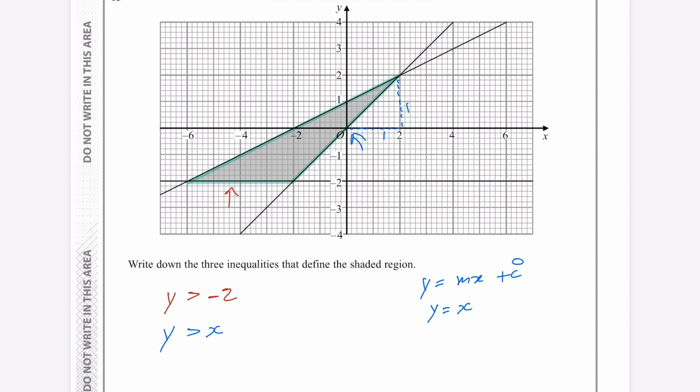And finally, we are left with, if I use a different color, this line up here. So in this case, we have y is equal to mx plus c. We can see c is going to be plus 1 because that's where the line crosses the y-axis. And then for the gradient, if you go across 1, we have to go up by a half. So it goes up by a half every time we go across 1. So the gradient must be a half x. And in this case, it's going to be y is less than a half x plus 1 because it's shaded below that line.